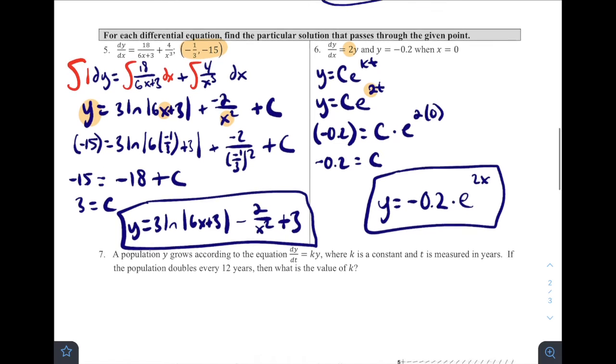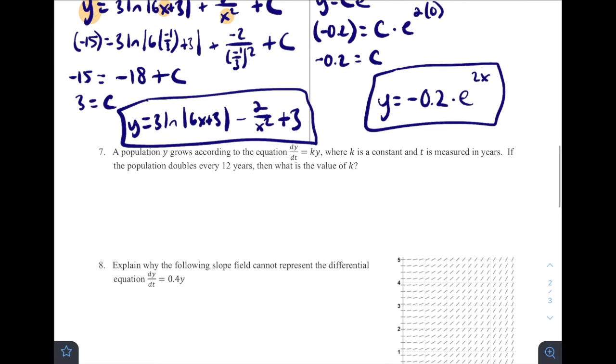All right, number 7, population growth. Population y grows according to the equation dy over dt is equal to ky, where k is a constant and t is measured in years. If the population doubles every 12 years, then what is the value of k?